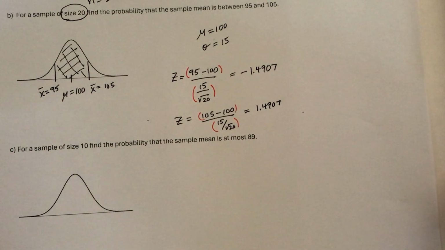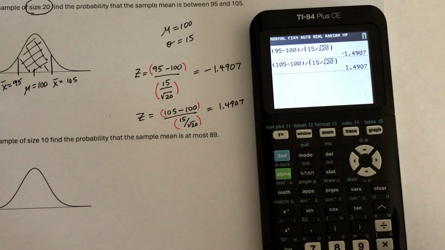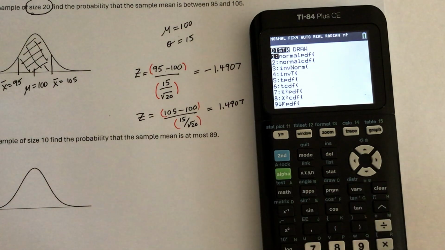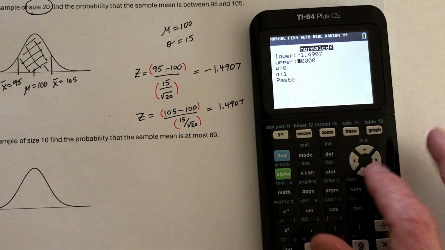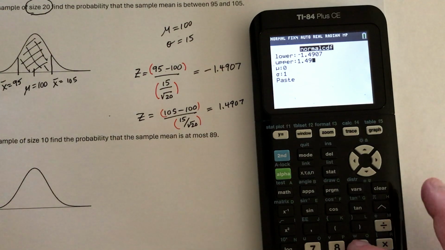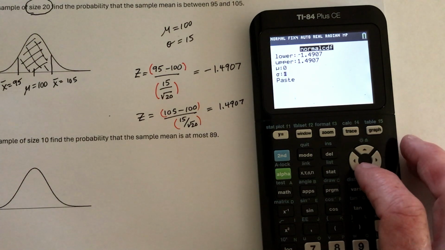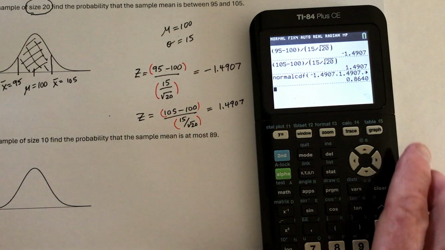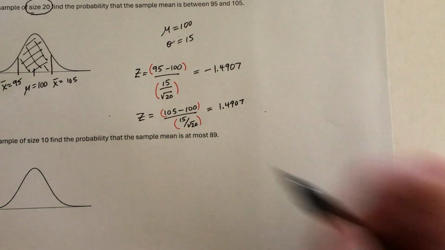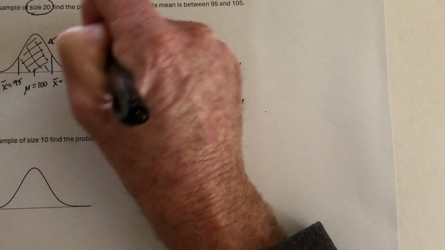All right, and then for the last part, find the probability that a score is between these two z values. So second distribution, number 2, and then go from a negative 1.4907 to a positive 1.4907. And right now we're just using the z-scores, so just leave this as 0 and 1, and then paste, and the area is 0.8640. So this area is 0.8640.